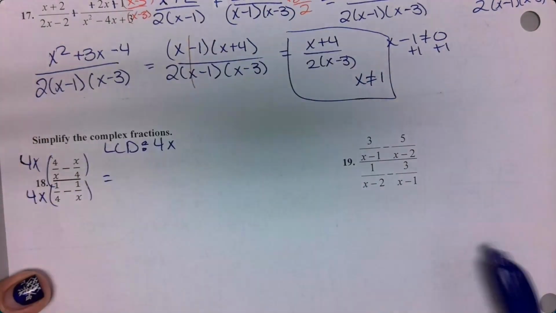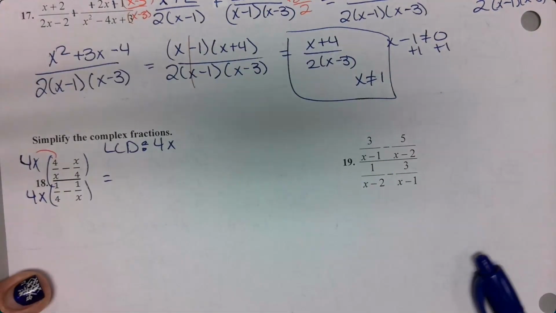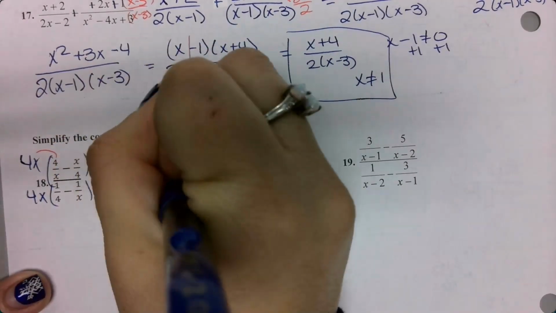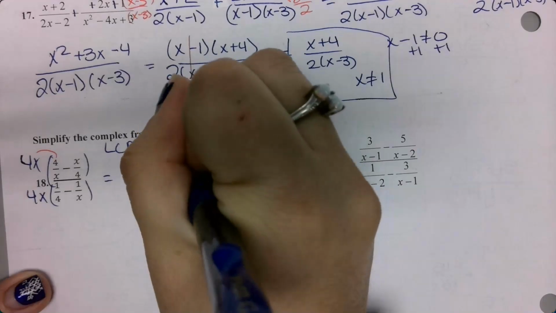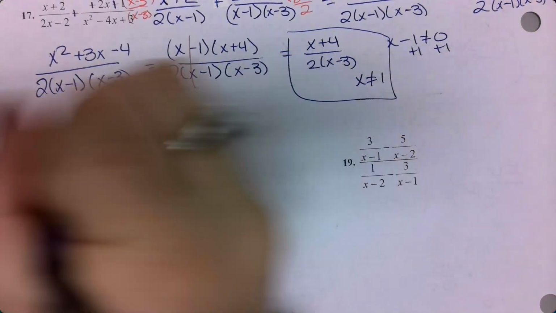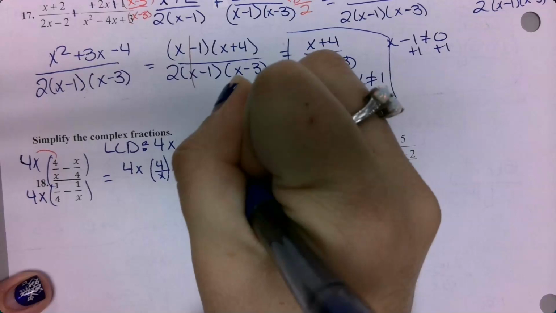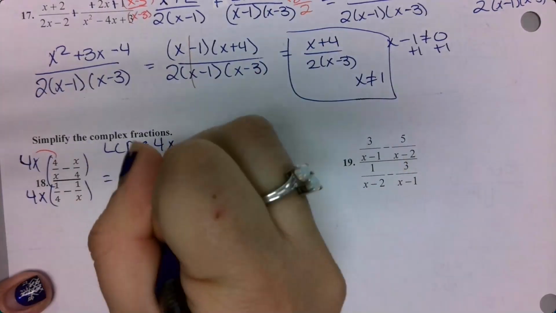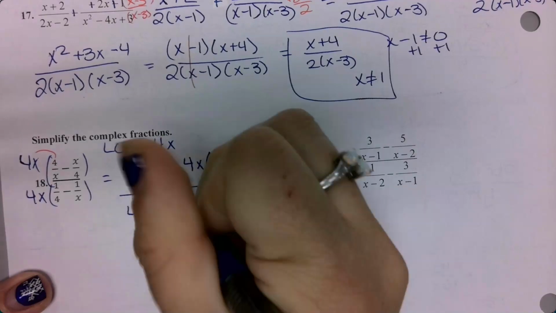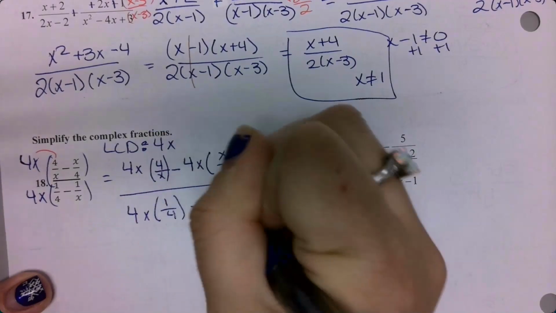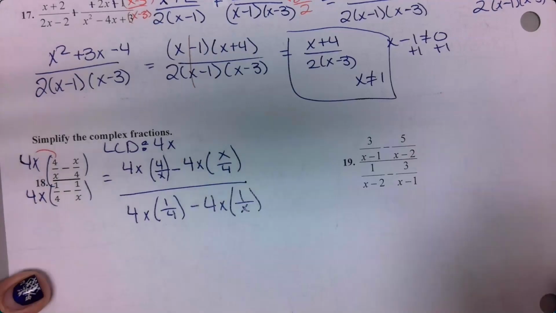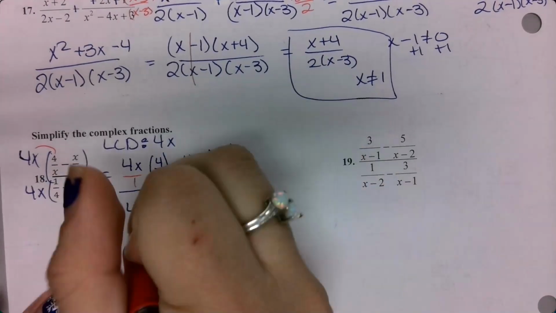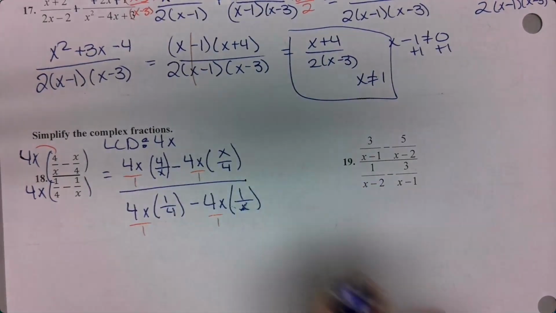So I'm going to go ahead and distribute this. I'm going to have 4x times 4 over x. And then I have minus 4x times x over 4. On the bottom of my fraction, I have 4x times 1/4 minus 4x times 1 over x. So, all of my 4x's are over secret ones. So I'm going to look at these each individually as a small piece.